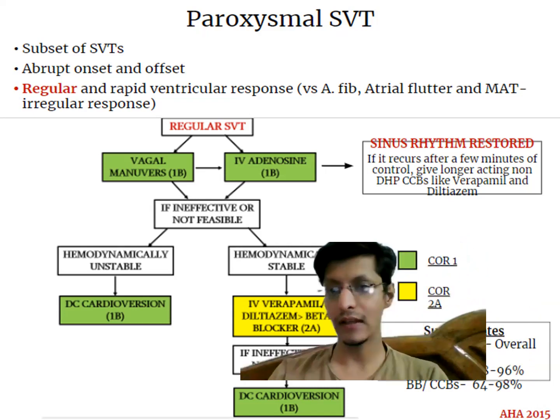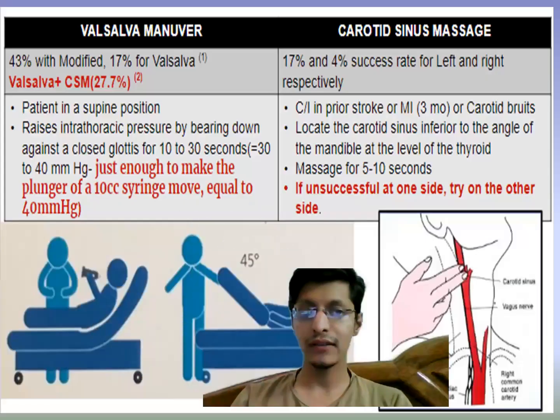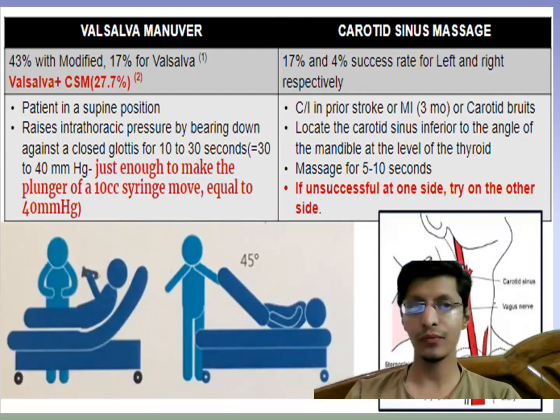And yeah, this is how it goes. So the next thing we see is how do you give a Valsalva? You put the patient in a supine position. You raise the intrathoracic pressure by bearing down against the closed glottis for 10 to 30 seconds. Do not waste more than 30 seconds on this. And then you go for a carotid sinus massage.